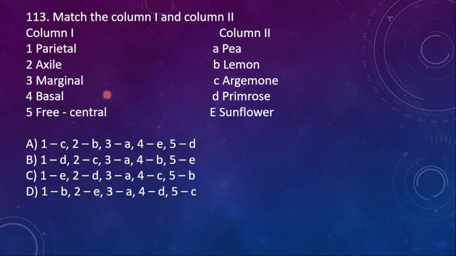3 is A, all are A only. Next we'll go for basal, sunflower. Fourth one is E. See, like this you can eliminate the wrong options. So here the right option is A.